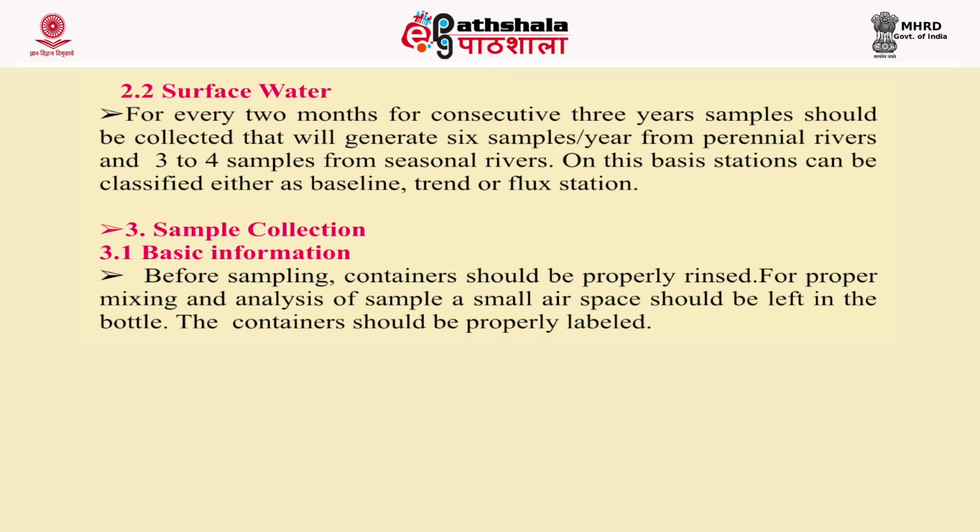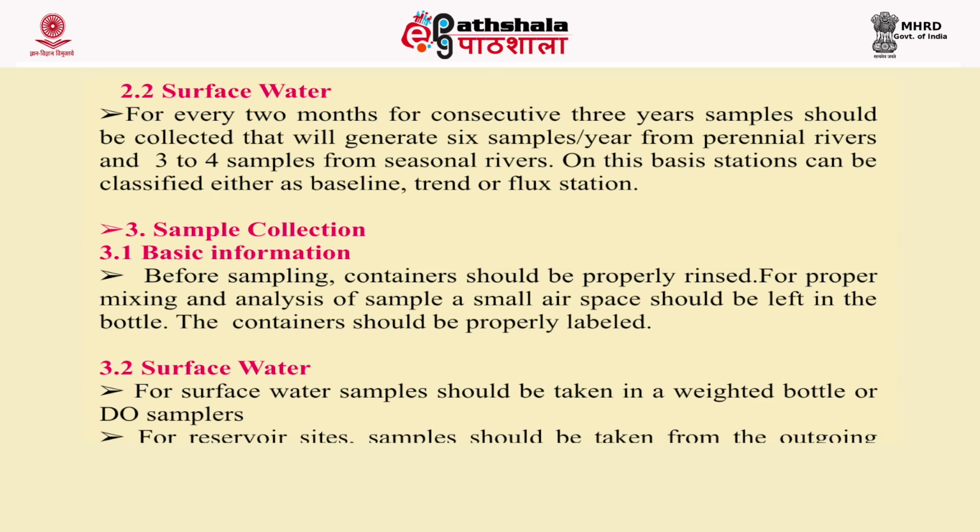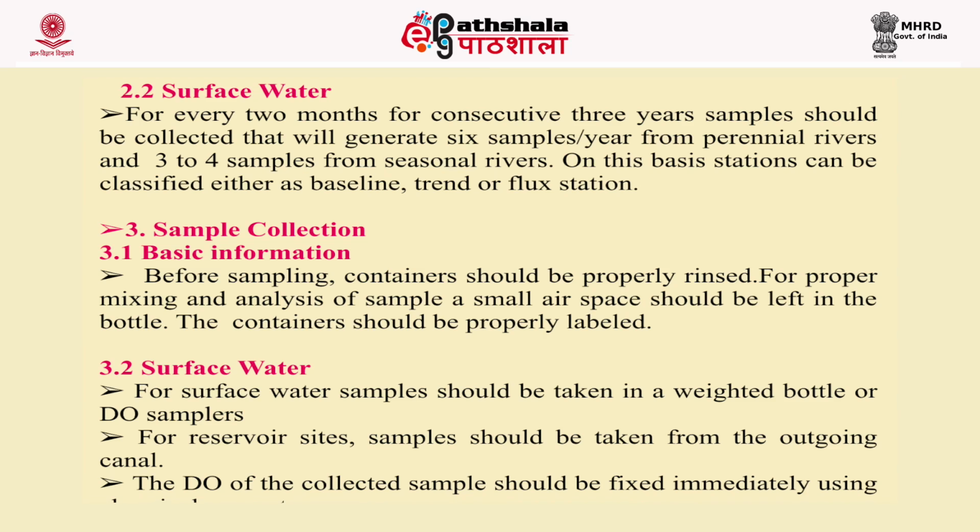Third is sample collection. For sample collection, there should be some basic information required, like the containers should be properly washed before sampling. For proper mixing and analysis of sample, a small air space should be left in the bottle. The containers should be properly labeled. For surface water, there should be a proper bottle or DO samplers can be used. For reservoir sites, sample should be taken from the outgoing canal. The DO of the collected sample should be fixed immediately using a chemical reagent.